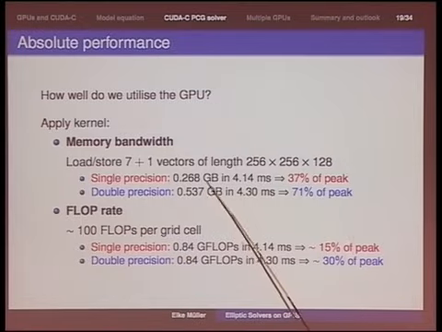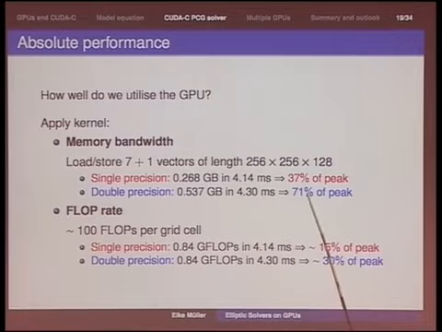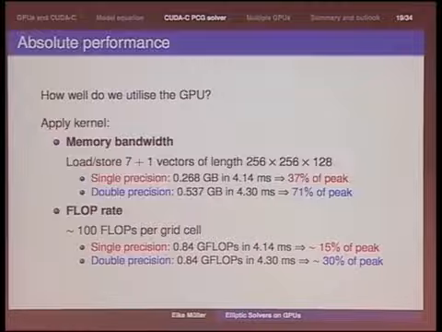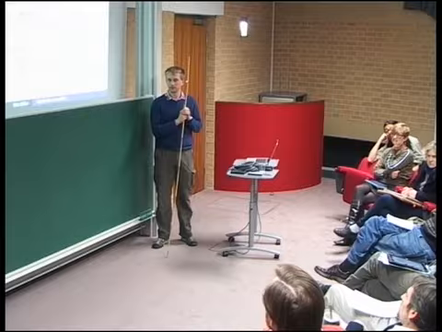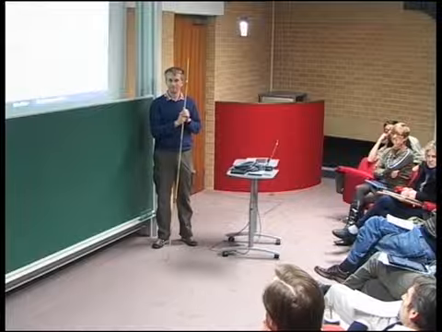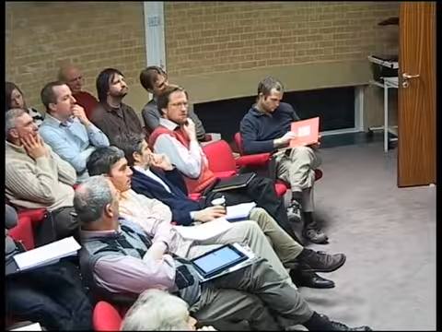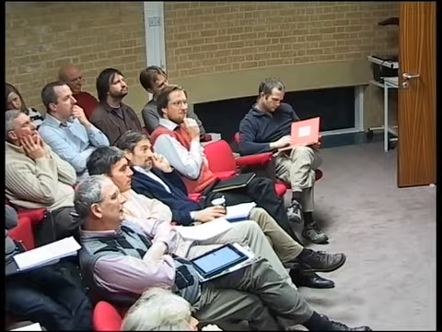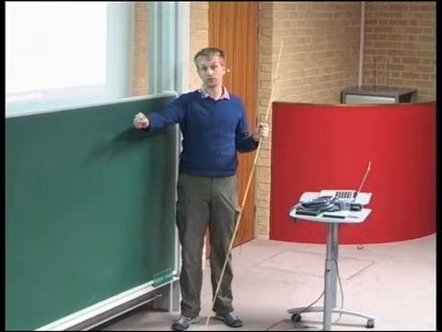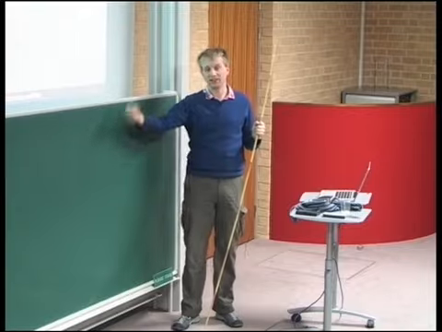For double precision, it's twice the amount of data I move, and it's slightly slower, and I get 71% of peak. That's something I don't quite understand, because why would it be so much better for double precision? Maybe because your coalescence is not as good as you might like to think. Yeah, that might be true. It always fetches, I think, 128 bytes, so it's easier to do in double. Yeah, that might be it.